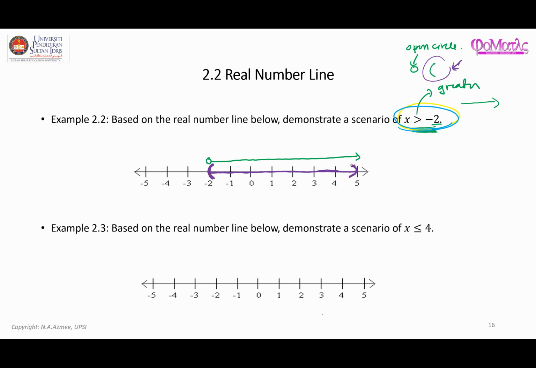Okay, right. Now you have two possible choices. It's up to you whether you want to use an open circle or a round bracket, it doesn't matter. Now let's look at the second example here.